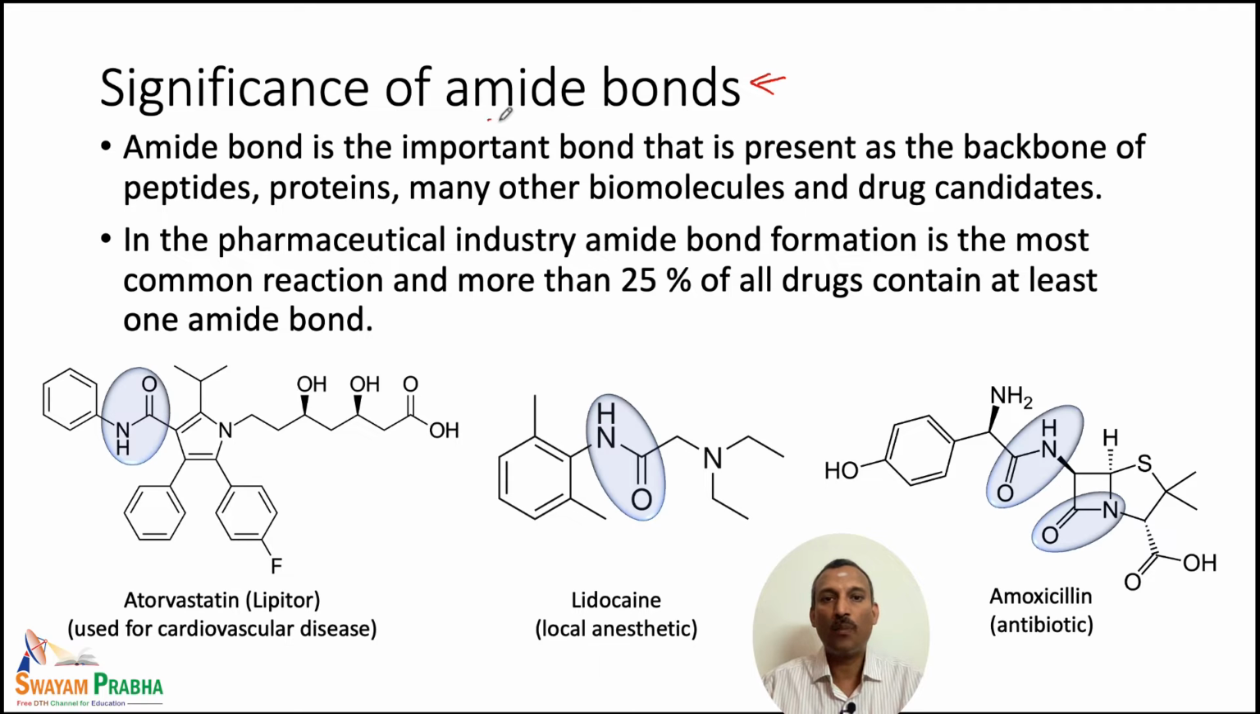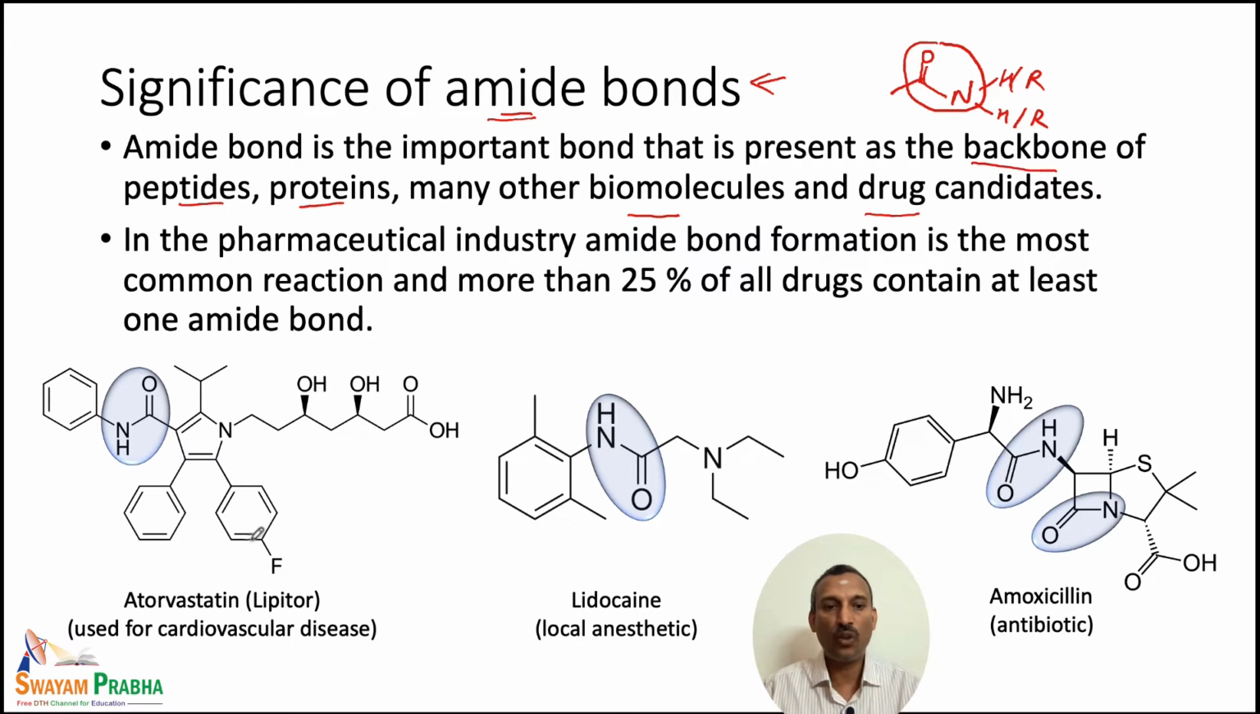If you look at the amide bond's significance, basically various peptides, proteins and biomolecules, drug candidates, all of these have the amide unit as the backbone. So the amide bond, that is the CONH2 bond, can be NH or NH2, or even a disubstituted one. Here we can have R groups also present. So this amide functionality is the main backbone in various drug molecules, biomolecules and other things.